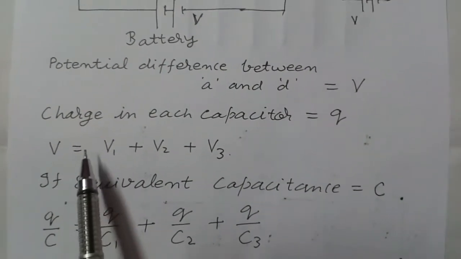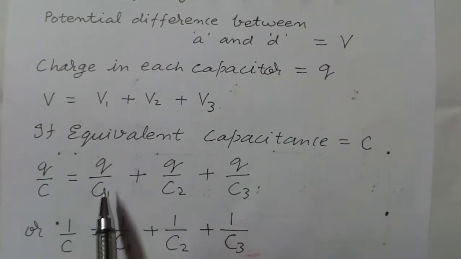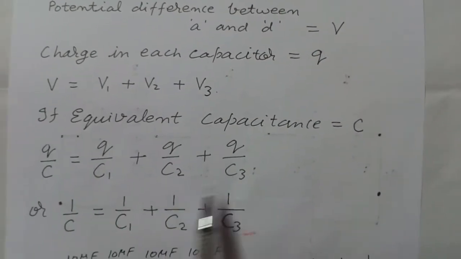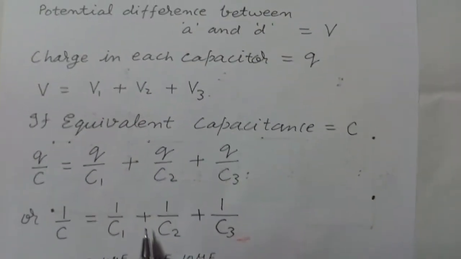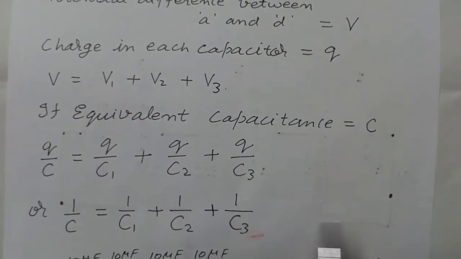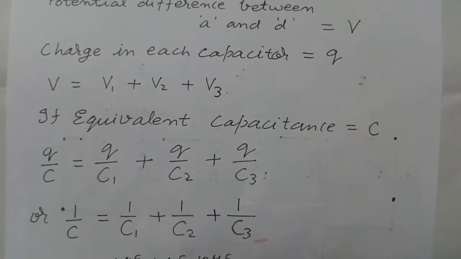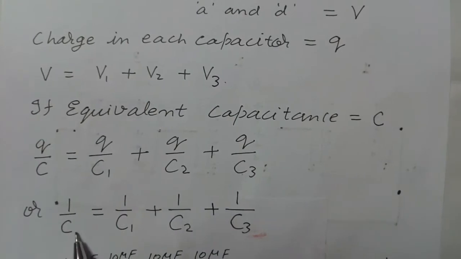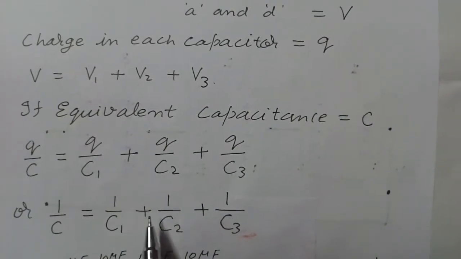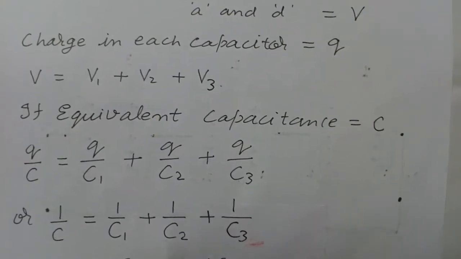Now as we know that V is equal to Q by C, so Q by C is equal to Q by C1 plus Q by C2 plus Q by C3. Q and Q cancel, so 1 by C is equal to 1 by C1 plus 1 by C2 plus 1 by C3. This is result for equivalent capacitance in series combination. So reciprocal of equivalent is equal to sum of reciprocals of the capacitance of the capacitors.